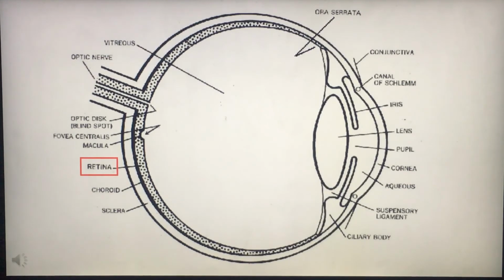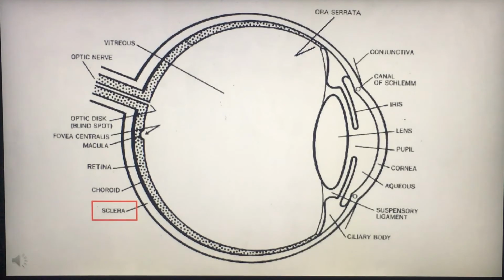The cones provide detailed vision and color vision, while the rods provide night vision and global movement. The cones are concentrated in the macular region, and the rods are concentrated away from the macula. The choroid is a layer between the retina and sclera, consisting primarily of blood vessels which provide nourishment to the retina.